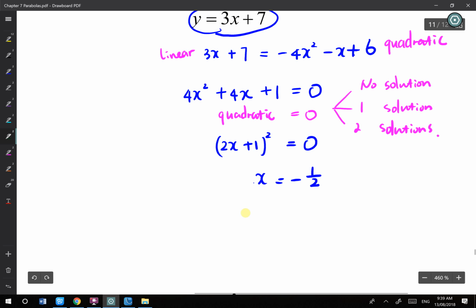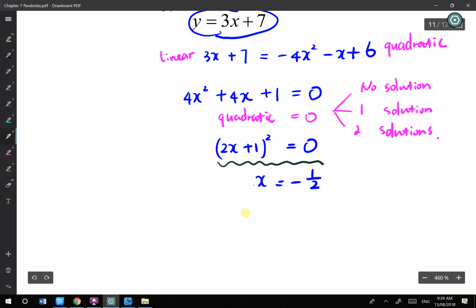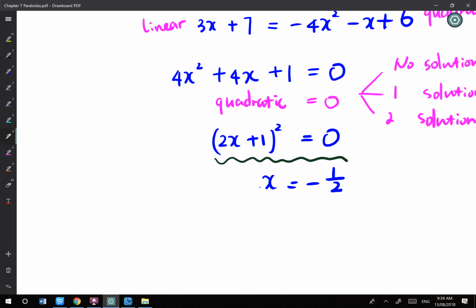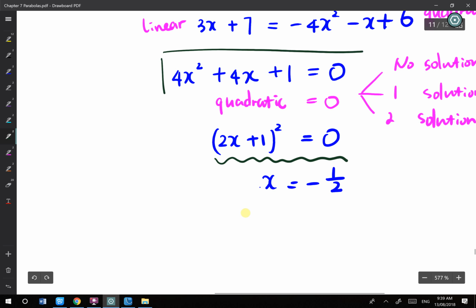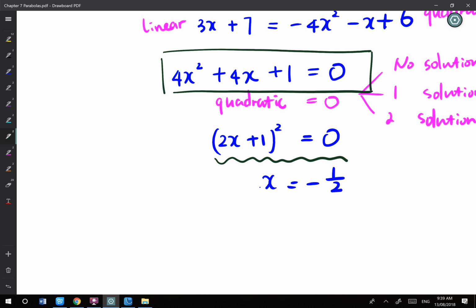A really important question: without doing this step, without showing 2x plus 1 squared, without factorizing, if I want to tell how many solutions I can work out for this equation, what's the other way you can do without factorizing? A quick way. I don't need the answer, I just want to know how many solutions we'll have. Discriminant.